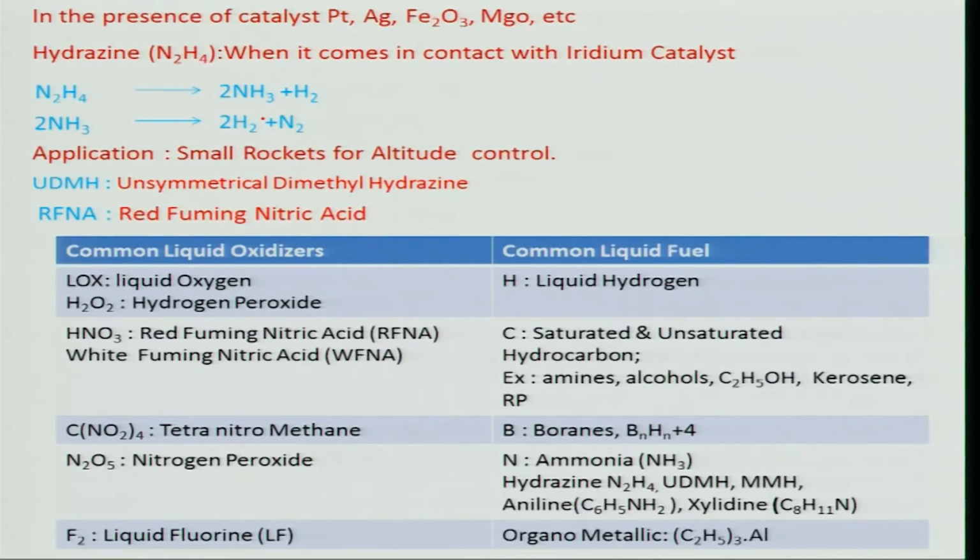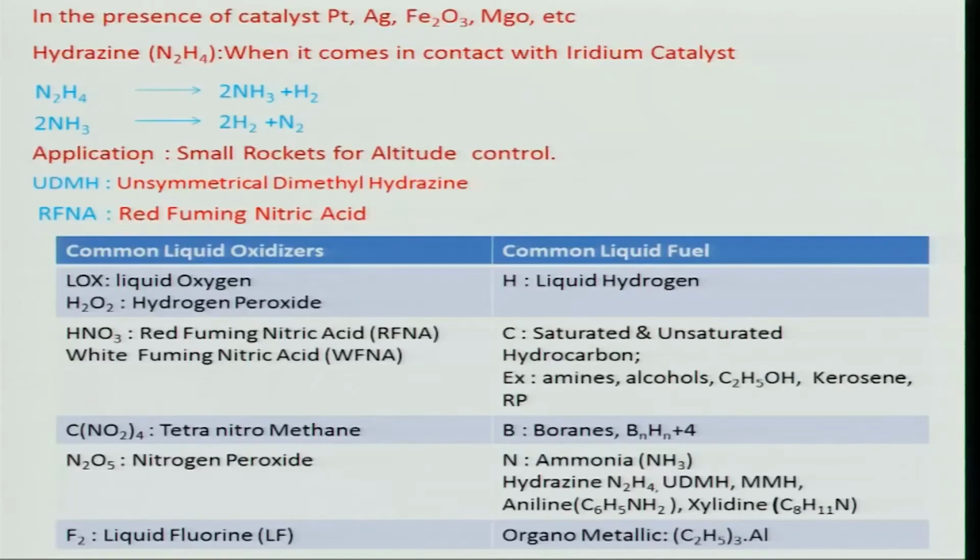And keep in mind, whenever you are using a catalyst, there can be poisoning of the catalyst, and heat will be released in the pores, and pressure will be released. There are several complexities which I am not getting into, and those things have to be looked at. And as I told you, it is mostly used for small rockets for altitude and attitude control.